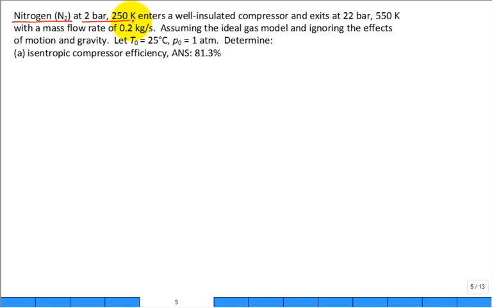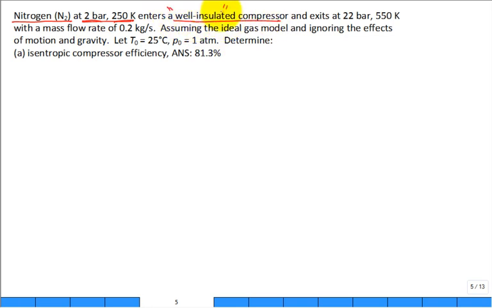All right, that's perfect. This is at 2 bar and 250 Kelvin. Let's talk about the pressure. What's the pressure of the air in this room in bar? About 1 bar. What about the temperature of the air in this room? 300 Kelvin. So it's a little higher pressure, 2 bar, double the pressure, and it's cold. It's 250 Kelvin going into the compressor. It enters a well-insulated compressor.